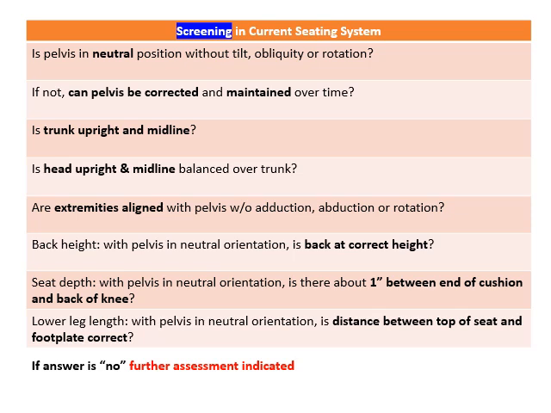The depth of the seat is important to consider. So with the pelvis in a neutral orientation, is there about a 1-inch gap between the back of the knee and the end of the seat cushion? There needs to be a little bit of a gap, about 1 inch, between the back of the knee, the popliteal fossa, and the end of the seat cushion. Why do you think that is?